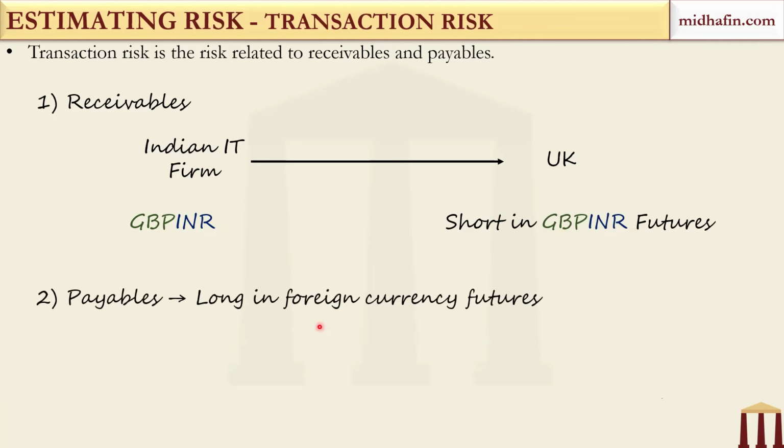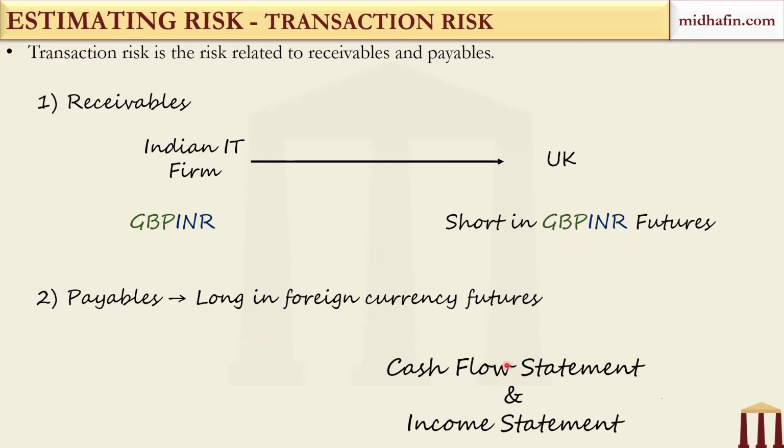Similarly, you can have the opposite case also. You can have payables. In case of receivables, you are going short. But if you have payables, you will go long. Okay. Now, this risk, transaction risk, actually impacts two statements mainly. It impacts income statements, it impacts cash flow statements. So cash flow statements, because of course the changes in cash flows will happen due to transaction gains or losses if you are settling foreign currency transactions. And as an extension, any realized gains or losses from foreign currency transactions will directly impact the profits.